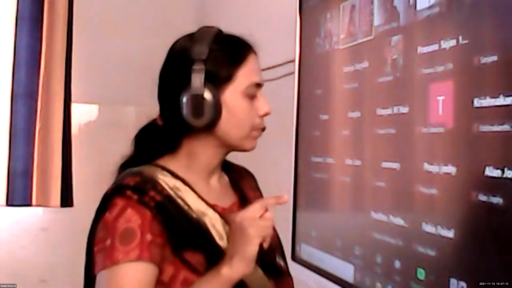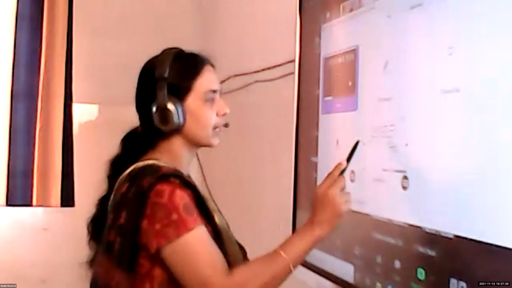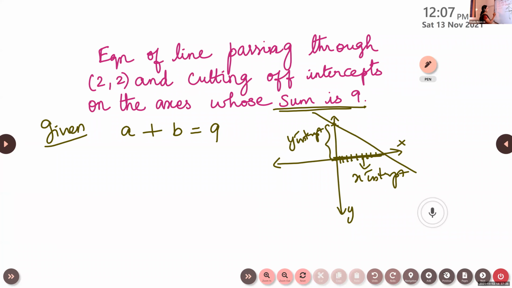So now here it is given the sum of the intercepts is 9. That means A plus B is 9. So again, the term intercept is used here, so I'm going to take the equation of the line in intercept form. The equation of the line in intercept form is x by A plus y by B equal to 1. Why do I take this form? Because the intercepts are given, it is cutting both the axes.